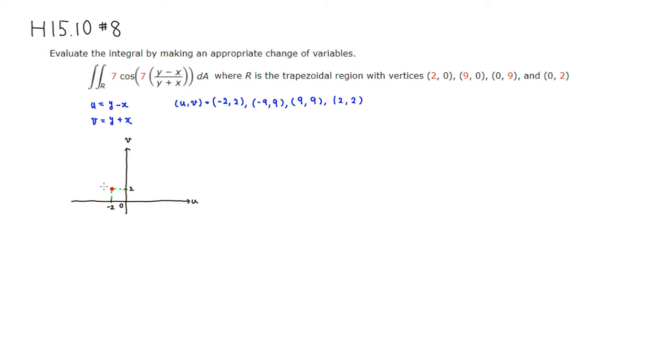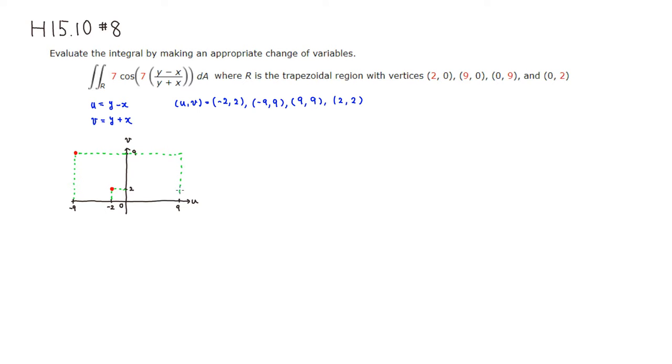And the next point is negative 9 comma 9. So negative 9, I'll probably put it right here, and it's going to be 9 up here. So the point is going to be negative 9 comma 9, up here. Then 9 comma 9. So 9 is probably around here, and you have a 9 already there. So this is our third point.